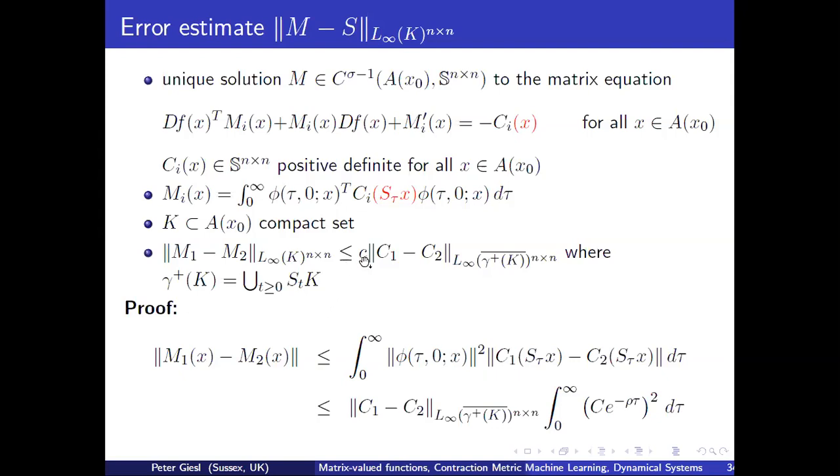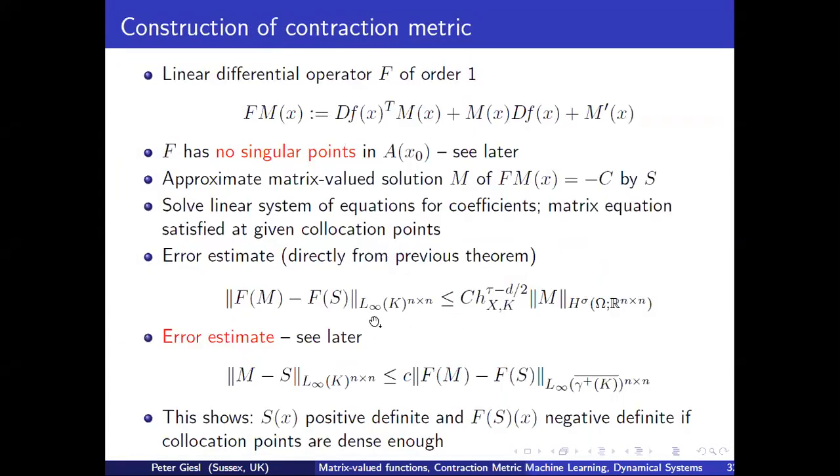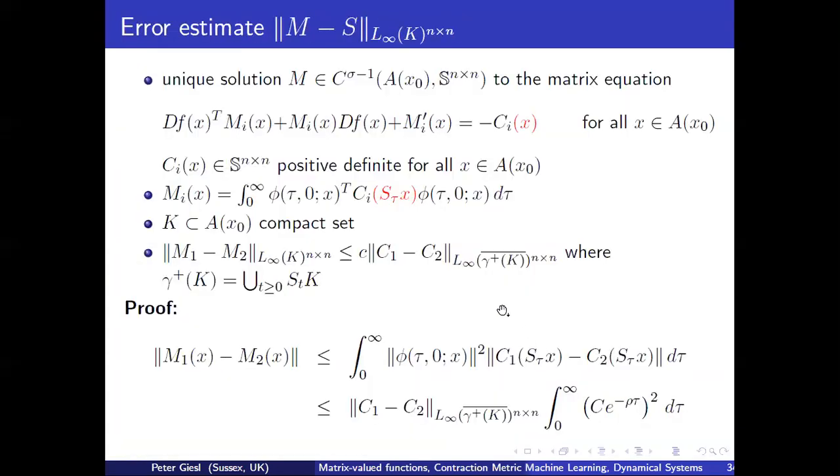So we have this constant here. And remember, the C's, if we go back here, were the right-hand side. So these right-hand sides are f of m minus f of s, and these are the solutions. Now this looks slightly worrying. However, if K is a positively invariant set, then these two are actually the same. They're compact.